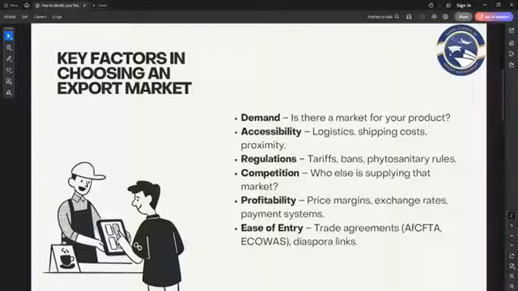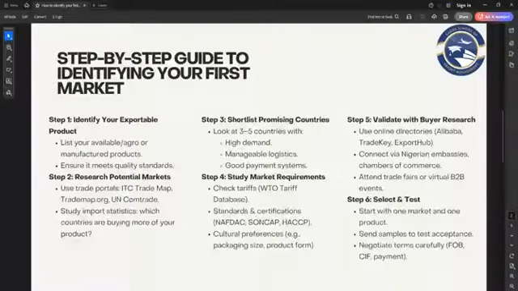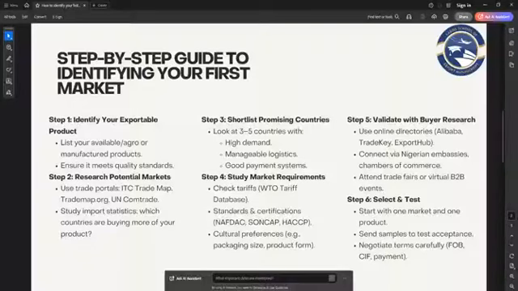Another way to check into the ease of entry is to also talk. You can talk to your freight forwarder, you can talk to your shipping agent, you can meet up with other active exporters in that market and ask questions. That's even a good way to go with that.